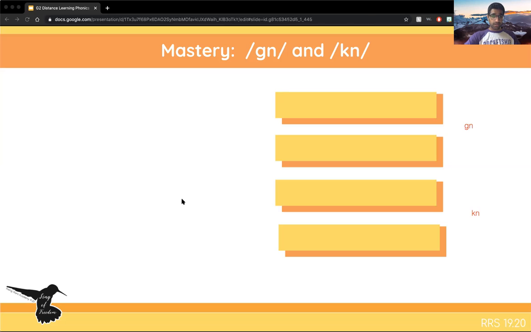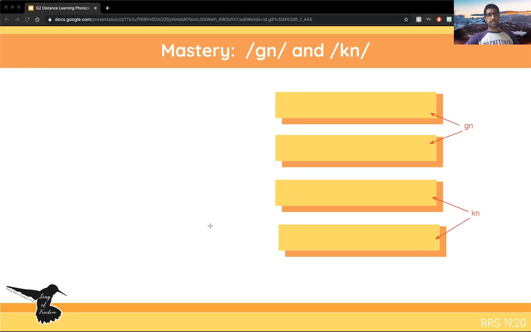Your third word is knob. Remember, we're switching spelling patterns now. Knob. I had to open the doorknob. Finally, your last word is knit. My grandma would want to knit a sweater.